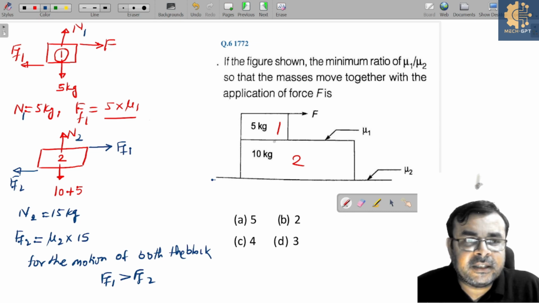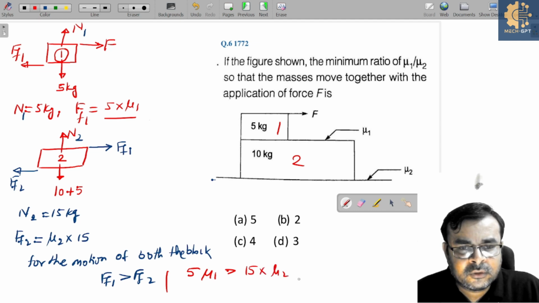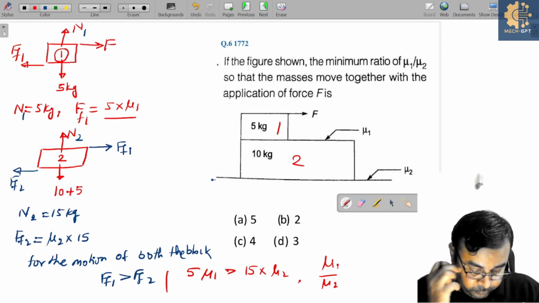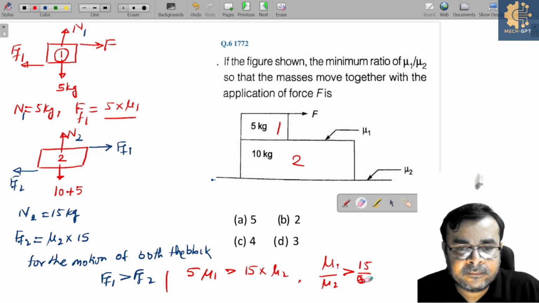So if I apply this condition, what about FF1? This is 5 into mu1 is greater than 15 into mu2, yes or no? So from this we also need to calculate mu1 by mu2. Mu1 by mu2 is greater than or equal to 15 by 5, which gives us 3.